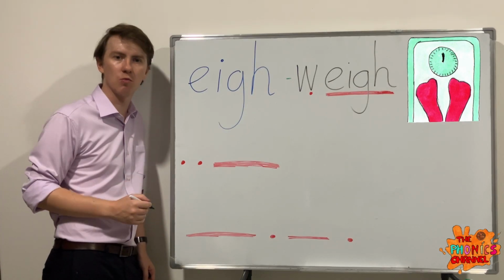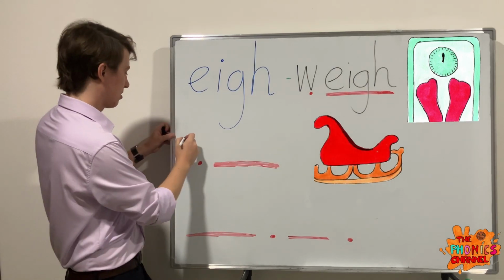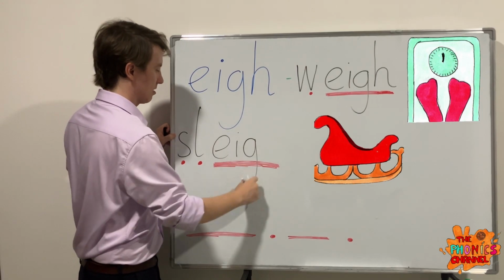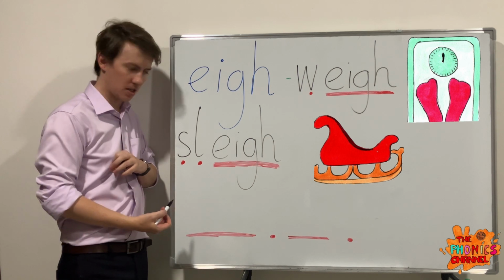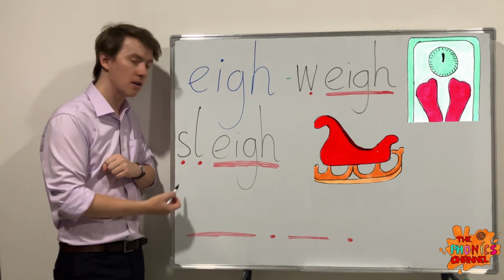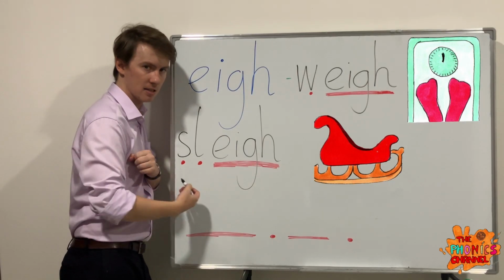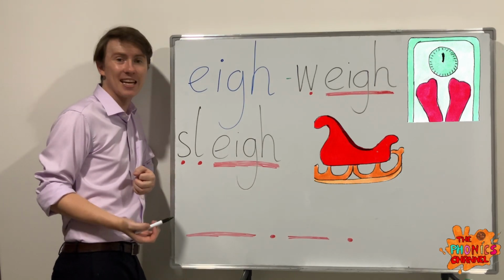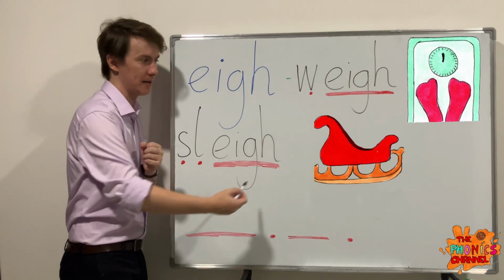Okay, so next one we have sleigh. Sleigh. Okay, we've got 2 adjacent consonants here, so we want to blend them together. Sl to make the sl sound. A, sleigh. Okay, I went on a husky sleigh ride could be a sentence. A, sleigh.